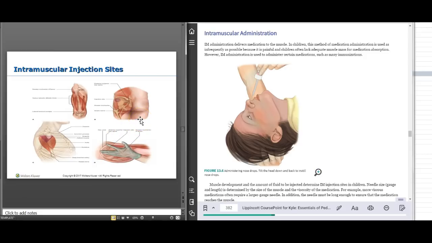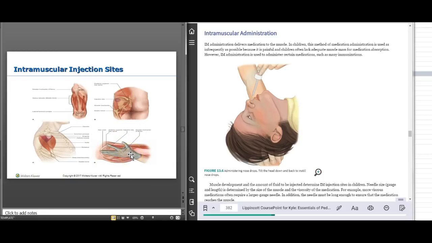Some IM injection sites. If they're younger than 7 months, we want to use the vastus lateralis. Okay, that's the leg. That's the best place to give them if they're younger than 7 months. If they're older than 7 months, between 7 months and a year, you can still use that site, but you push more towards the ventrogluteal. And on the left there shows you kind of how you find that spot.